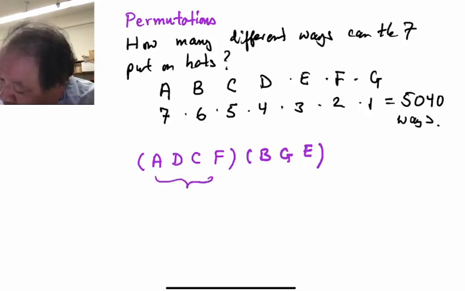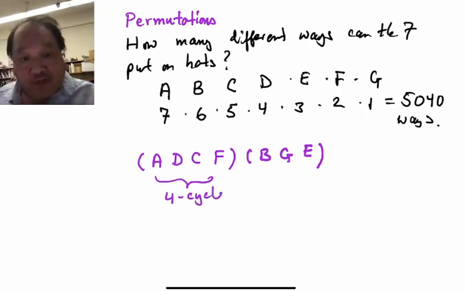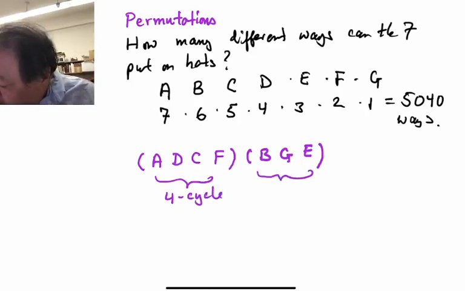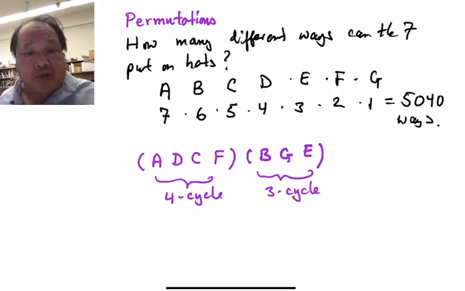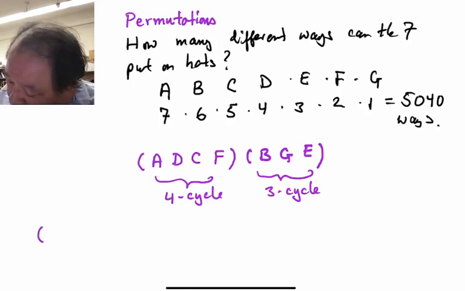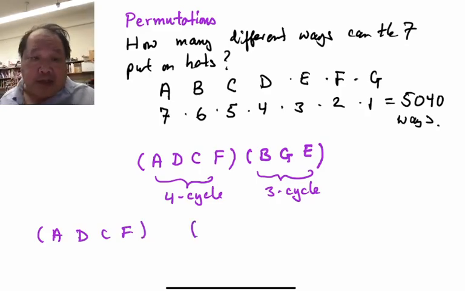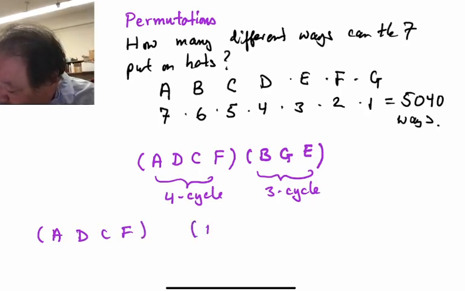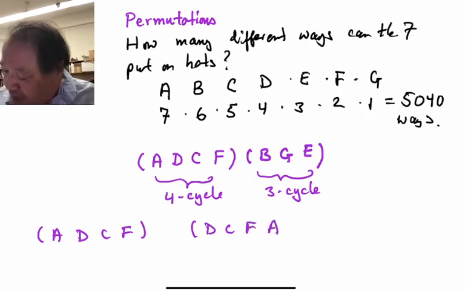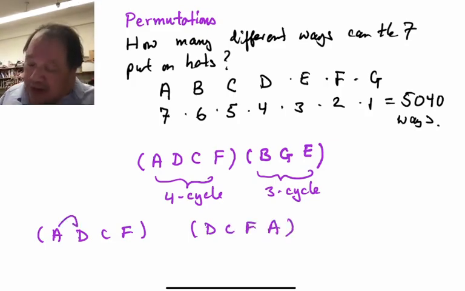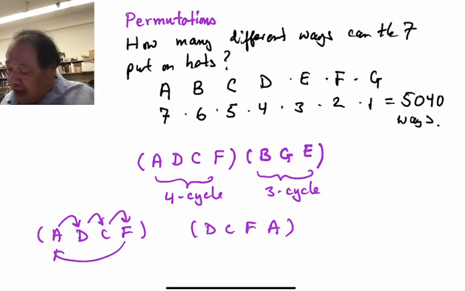This is called a 4 cycle. 4 hats being interchanged. This is called a 3 cycle. And I have to point out that there is one feature of this notation which can lead to a wrong answer. And I'm going to show that right now. I'd like to compare ADCF to DCFA. So in the first case, A puts on D's hat, D puts on C's hat, C puts on F's hat, and F puts on A's hat.